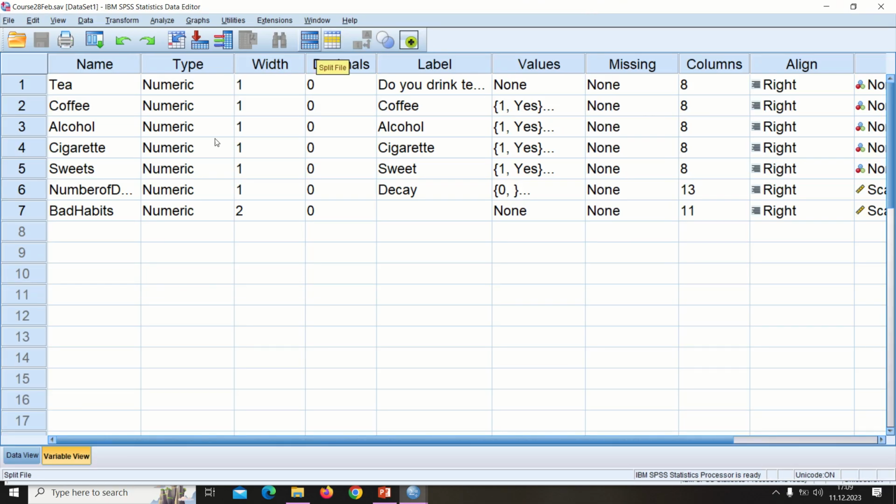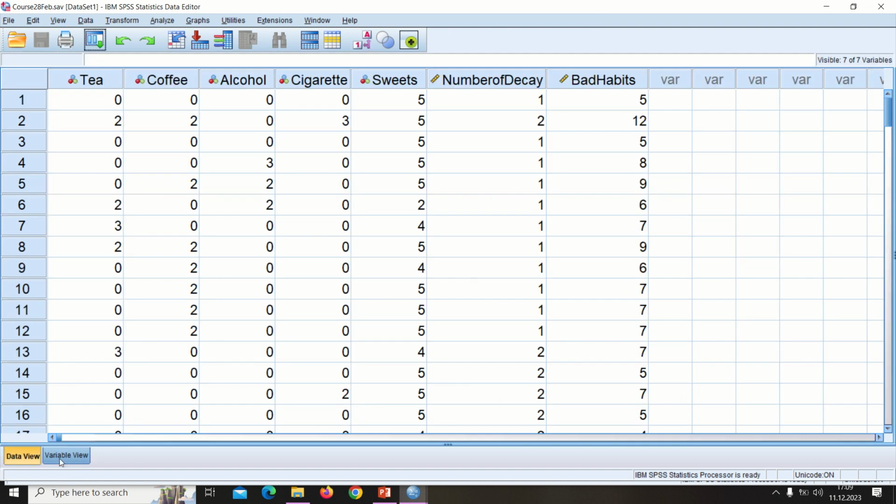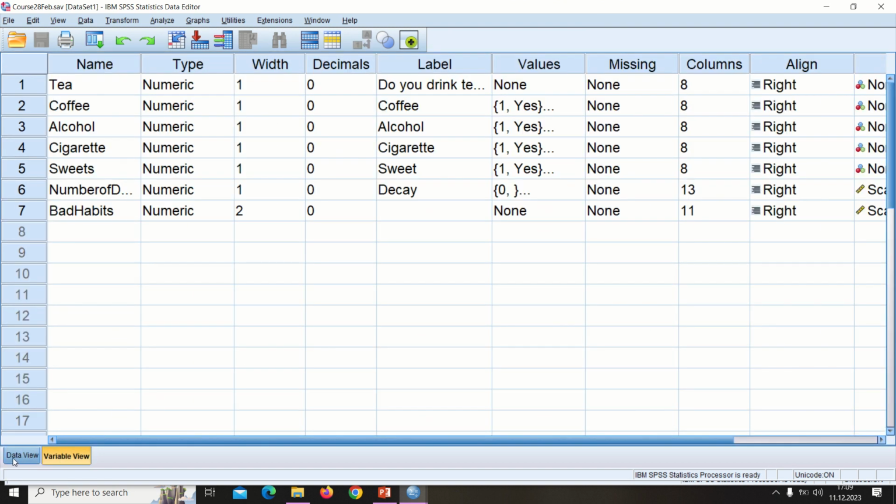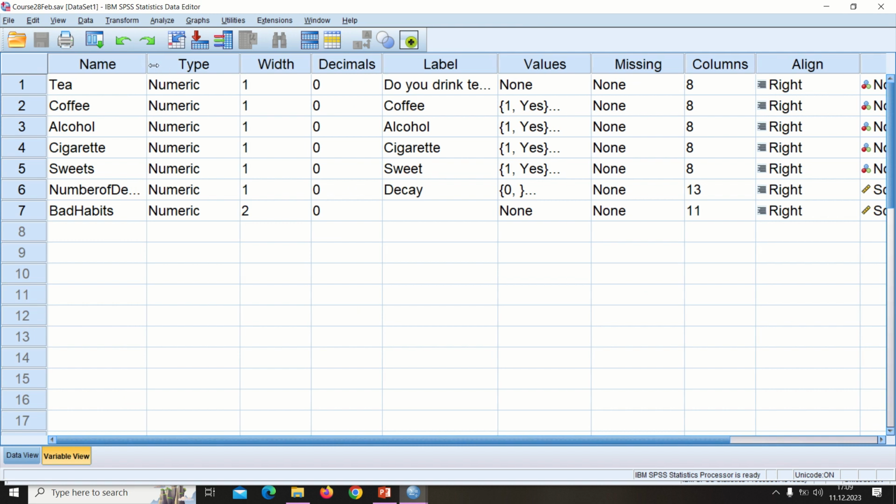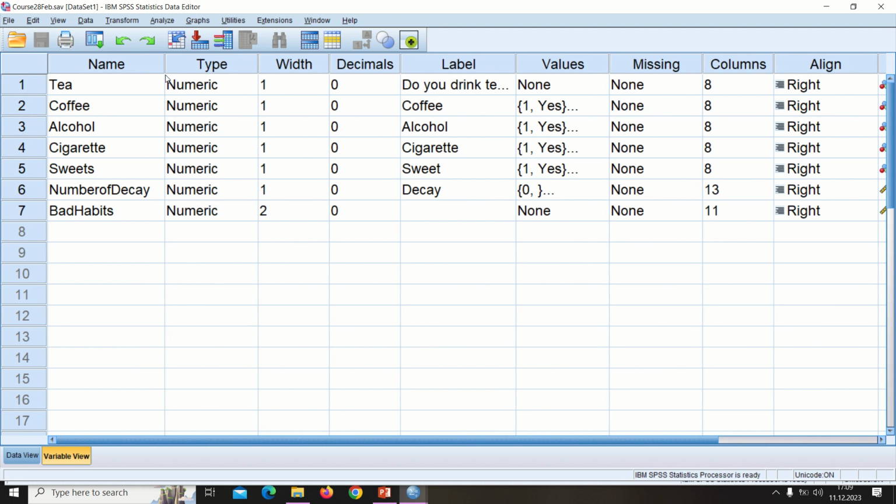Okay, now here. This is data view and this is variable view. All SPSS programs contain two different views, data view and variable view. Here, in the variable view, we define variables. This is tea, coffee, alcohol, cigarettes, sweets, number of decay, bad habits. So these names are variable names.